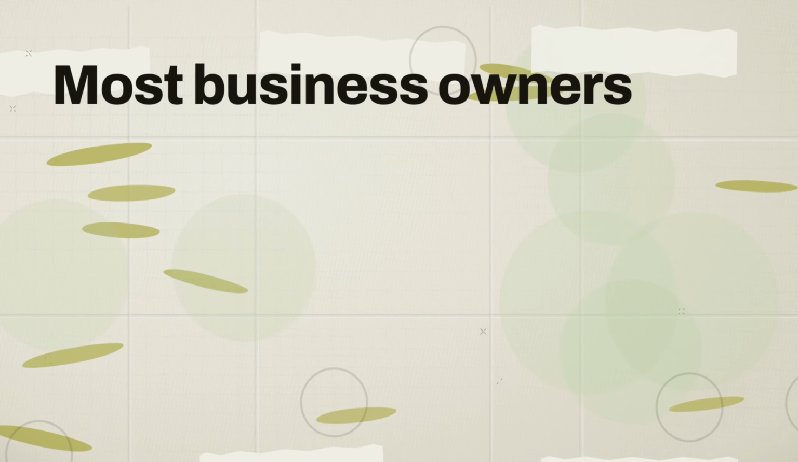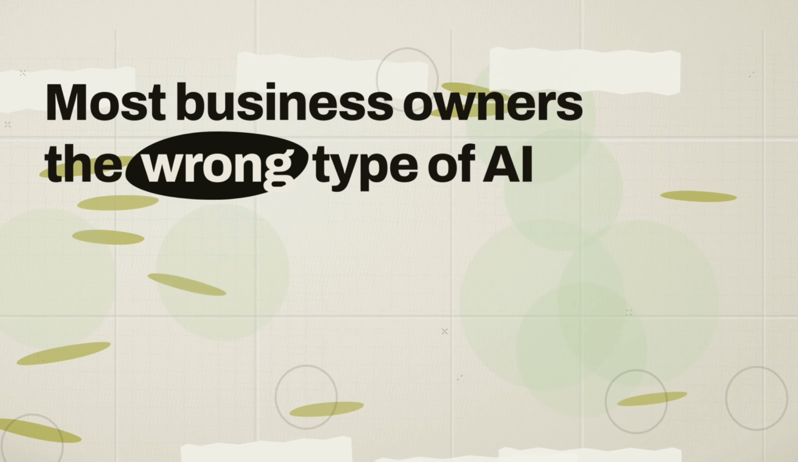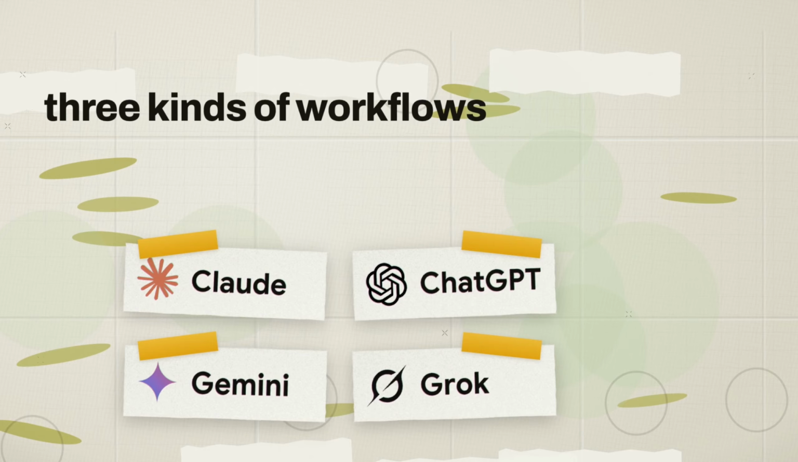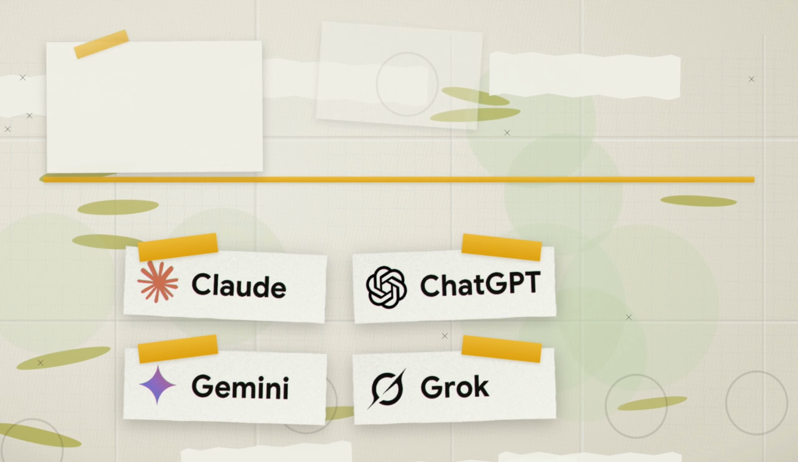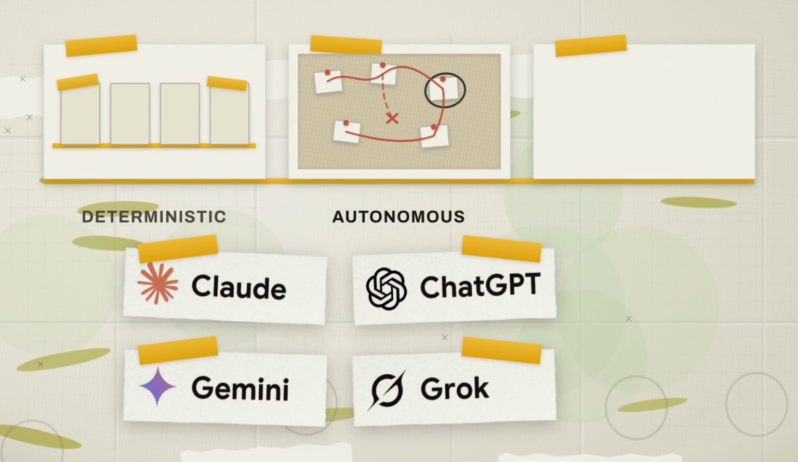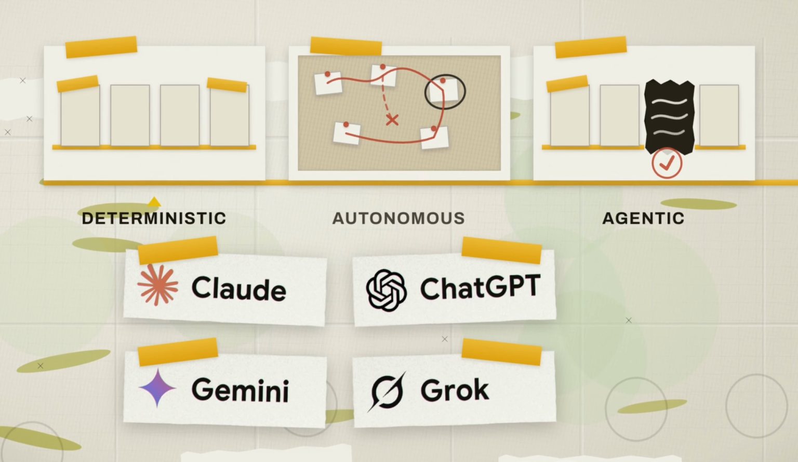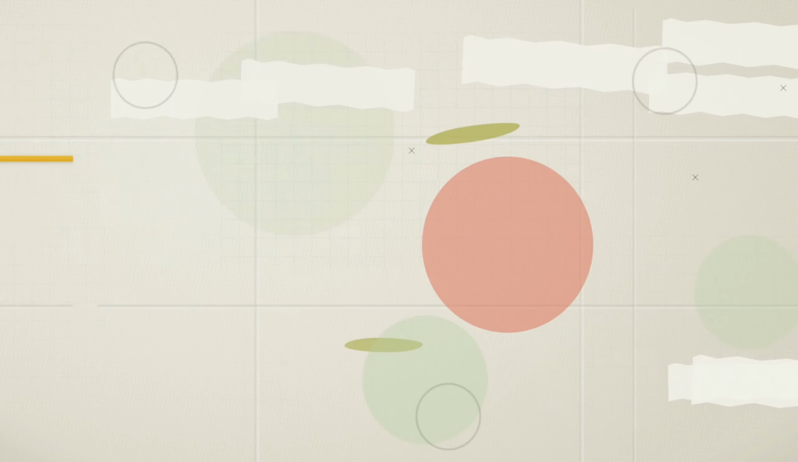Most business owners using AI right now are using the wrong type of AI for the work they're doing. There are 3 kinds of workflows and nobody explains the difference. So let me explain the difference between deterministic, autonomous, and agentic workflows, and show you where each one exactly belongs in your business.